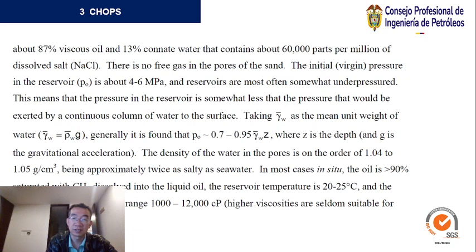In most cases in situ, the oil is above 90% saturated with CH4 dissolved into the liquid oil. The reservoir temperature is 20 to 25 degrees, and the viscosity of the oil is in the range of 1,000 to 12,000 centipoise.